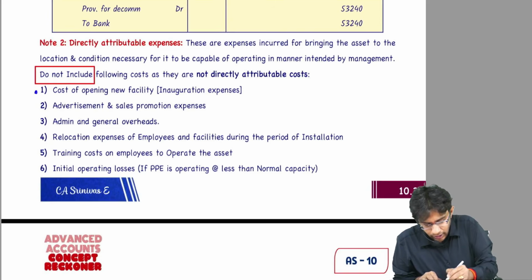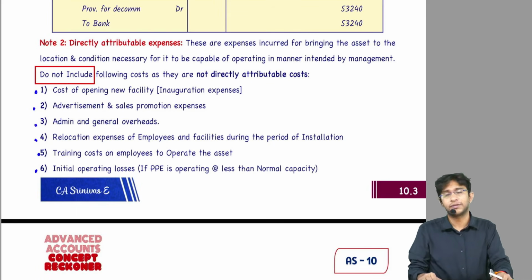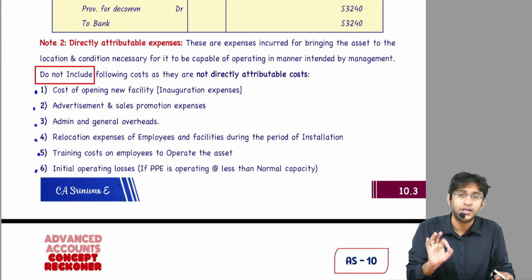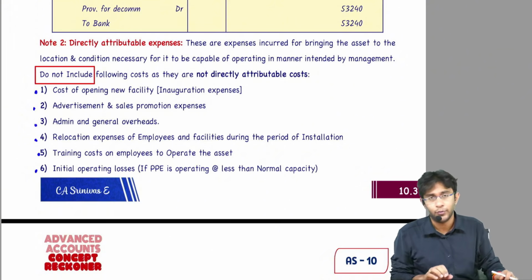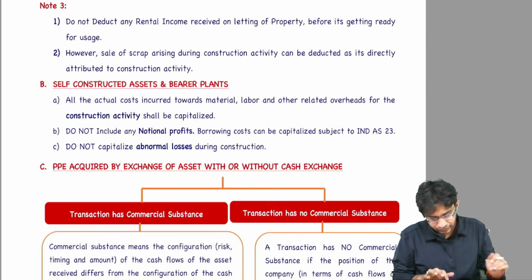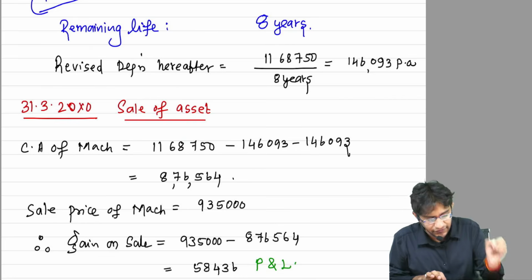So point number 1, point number 2, point number 3, relocation explained, training cost we have discussed. Initial operating losses also cannot be capitalized. So guys, with this we have finished one segment of initial measurement of PP, which is a ready-made asset acquired for cash or credit. Next, let's come to self-constructed assets.